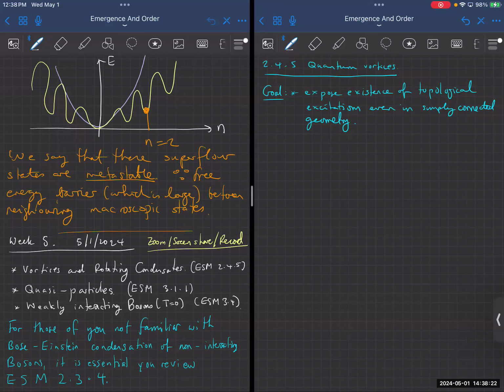So let's get going. The basic idea is the following. The phase of this macroscopic wave function is only defined up to modulo 2π.